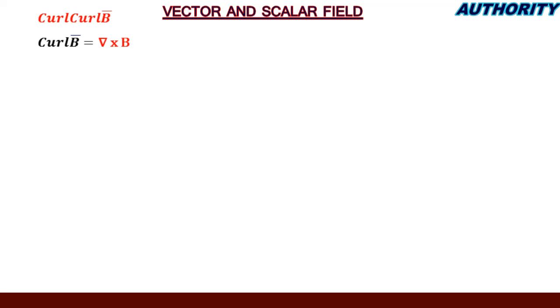Now we say that curl B is del cross B. That we solved in part C. We just solved this in C. So what did we obtain? We obtained that del cross B is equal to minus xi plus (y minus 2x) on the j component plus 2z on the k component.